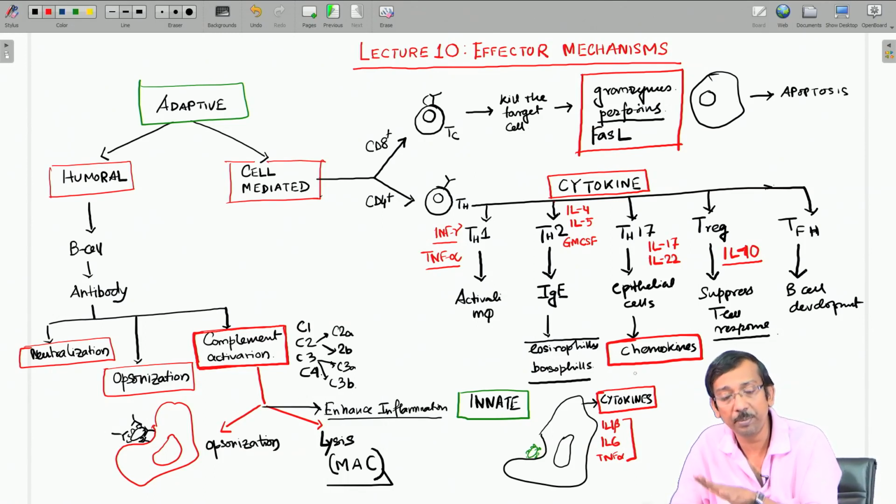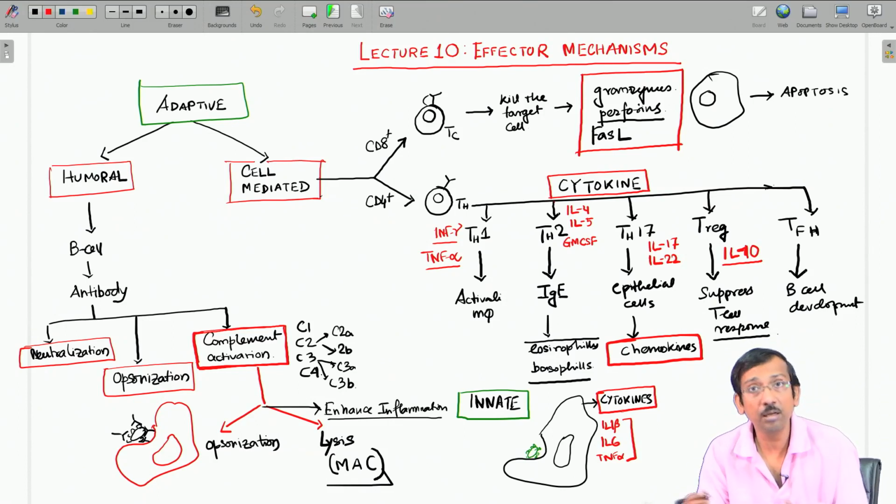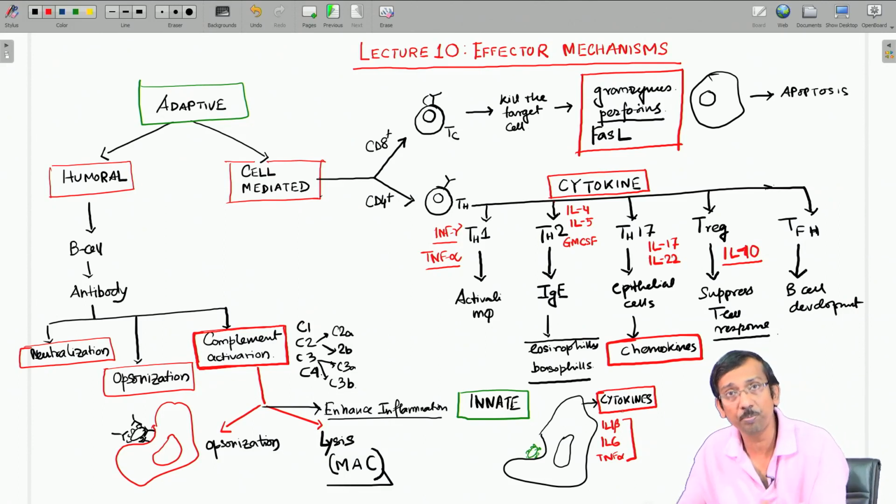It will be explained very elaborately in my later lectures when we talk about the cytokines. But for the time being, we get to know that cytokines are one of the major key players in the effector mechanisms of the immune system. Cytokines are involved in the innate pathways as well, and as I told, the complements are also present in the innate system.